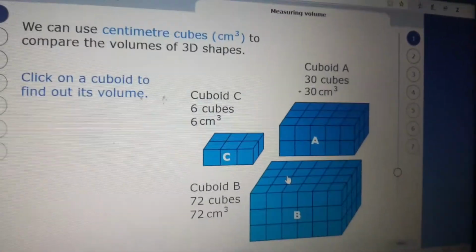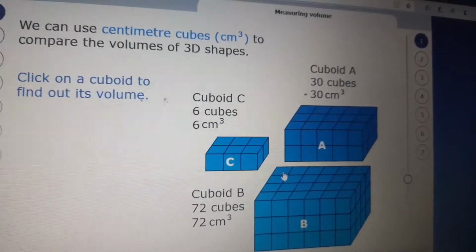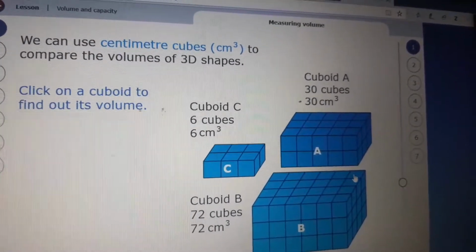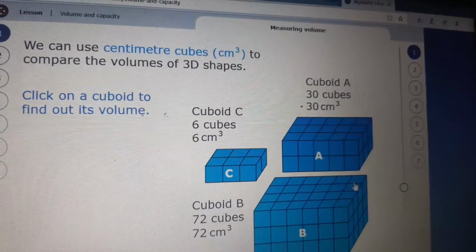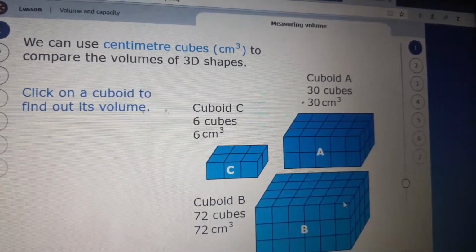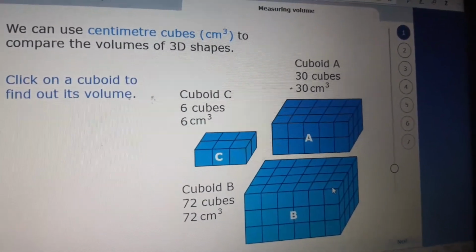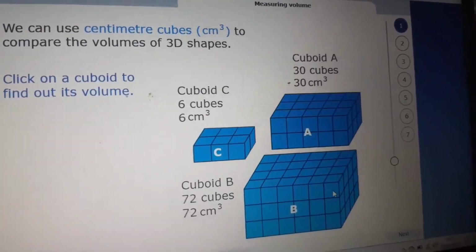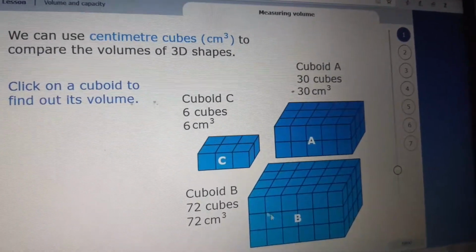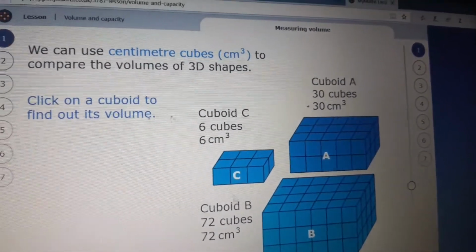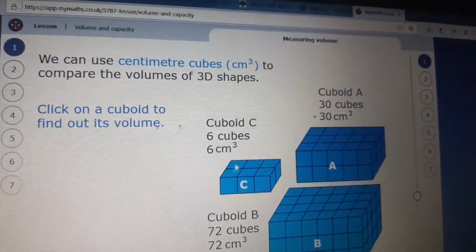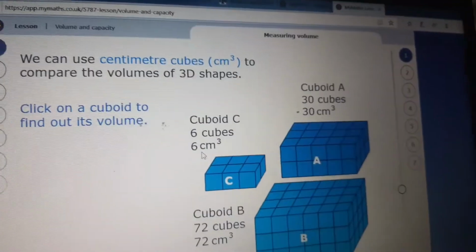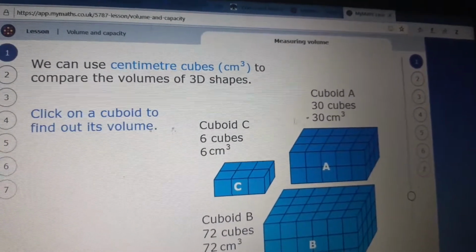And we could do the same on the B shape. The length is 1, 2, 3, 4, 5, 6. The width is 1, 2, 3, 4. So that would be 6 4s are 24 times height 1, 2, 3. And that would give you 72, just like the answer. This one's a lot easier: 3 times 2 times 1 is 6. And so you can compare volumes by doing this.